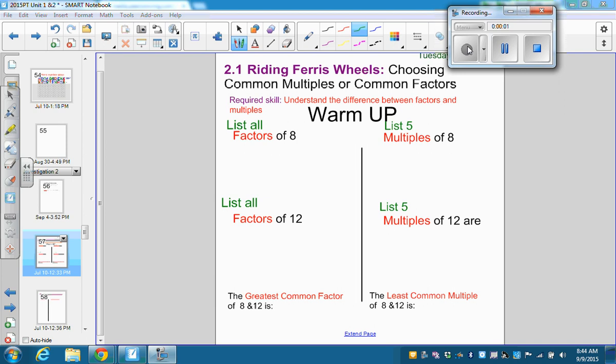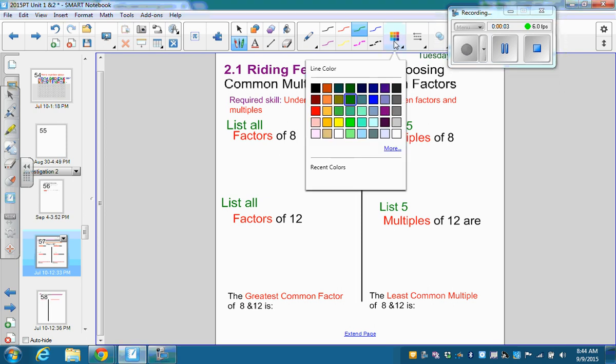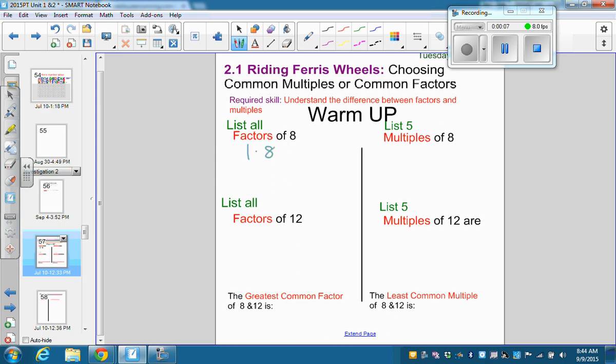All the factors of 8 for me. Okay, the factors of 8 are 1 times 8, 2 times 4. And that's it, right? Good.